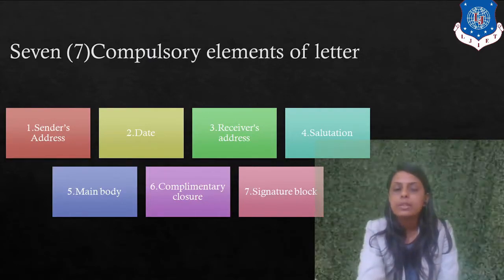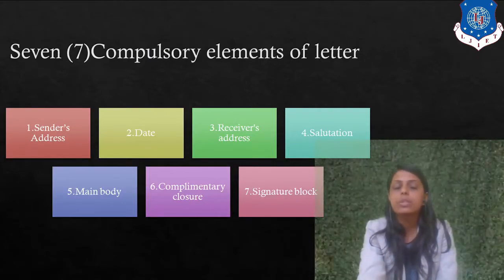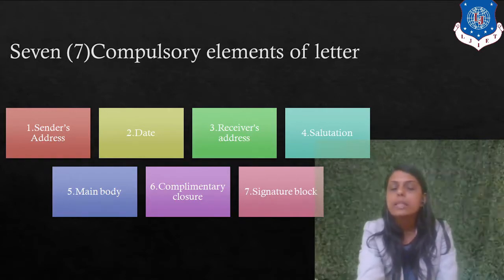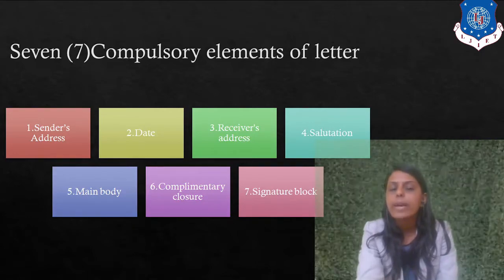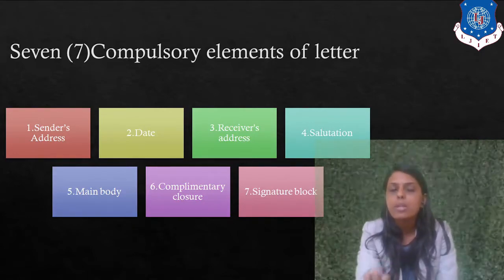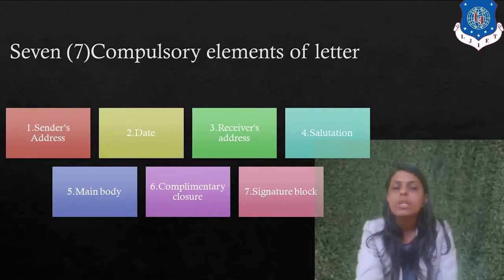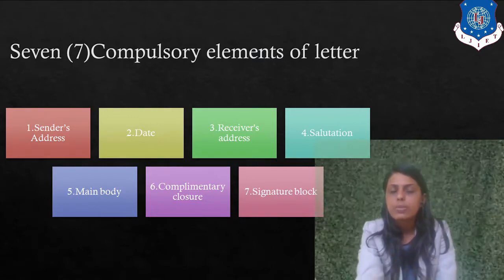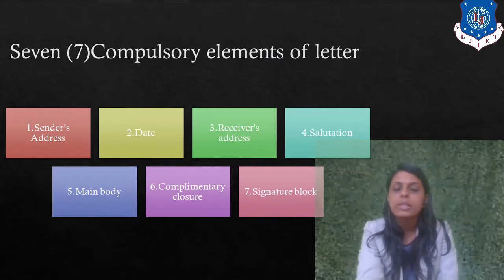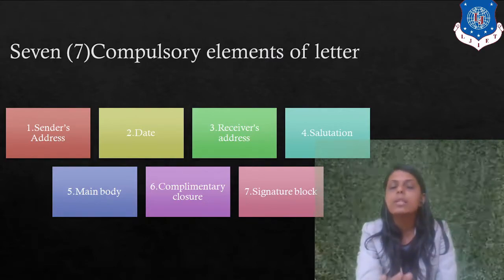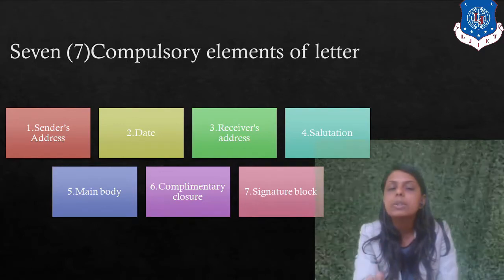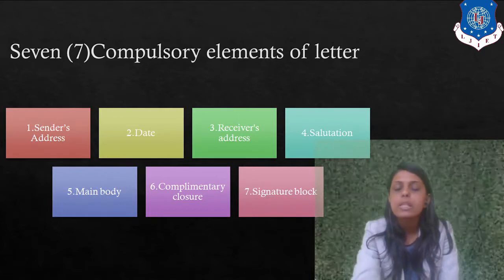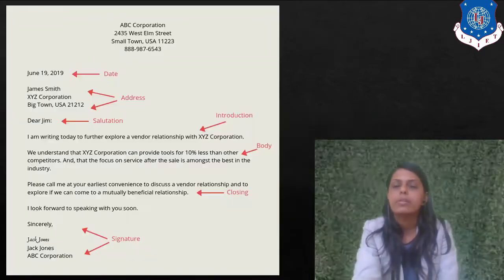Like there should be a sender's address, date, receiver's address, salutation, main body, complimentary closure, and signature block. So here on the screen you can see 1, 2, 3, 4, 5, 6, 7 compulsory elements you should utilize in your letter. Sender's address, date, receiver's address, then salutation, then the main body, then complimentary closure, and signature block. All these elements are in sequence only. So first there should be the sender's address and at the end there should be the signature block. These elements are compulsory in any letter, right?